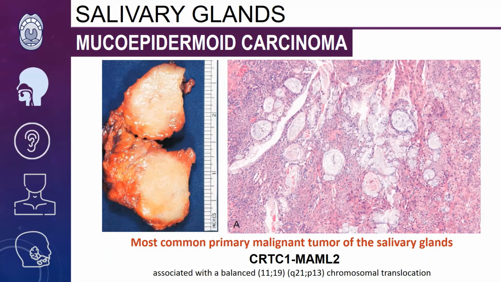More than half of the cases are associated with a balanced chromosomal translocation that creates a fusion gene composed of portions of your CRTC1 and MAML2 genes. Cut sections of the mucoepidermoid carcinoma are mostly solid, with occasional mucin-containing cystic areas. Although they appear circumscribed, well-defined capsules are not present, and the tumors are often infiltrative at the margins.